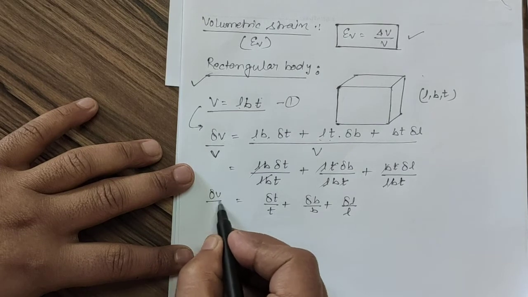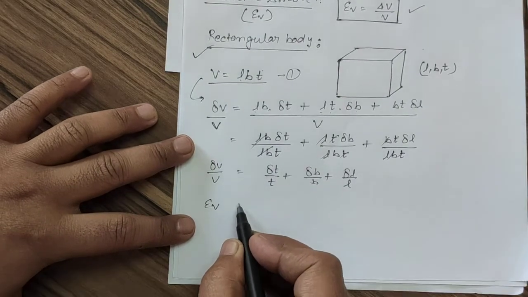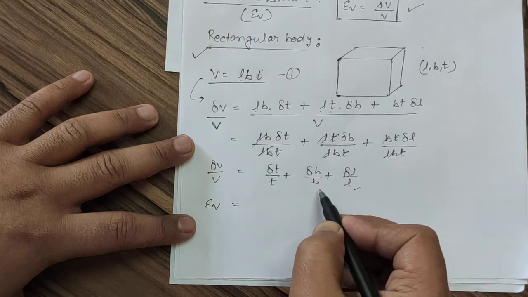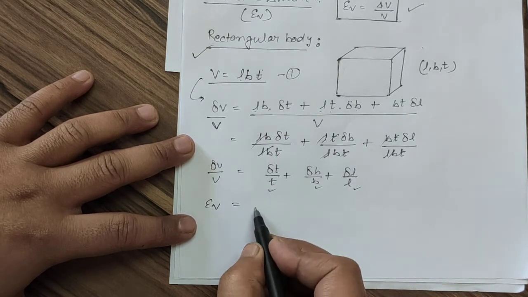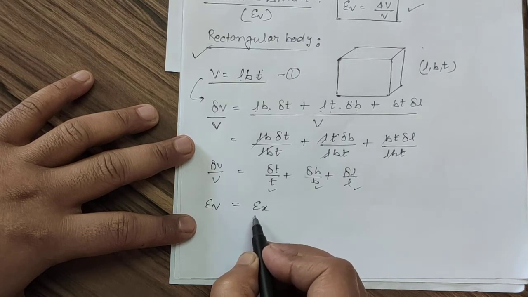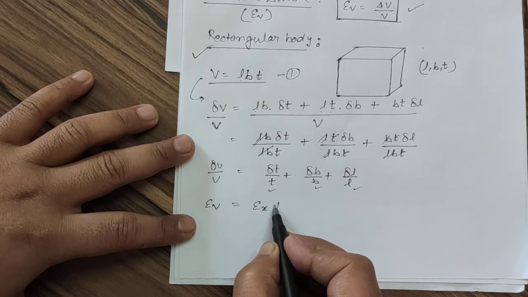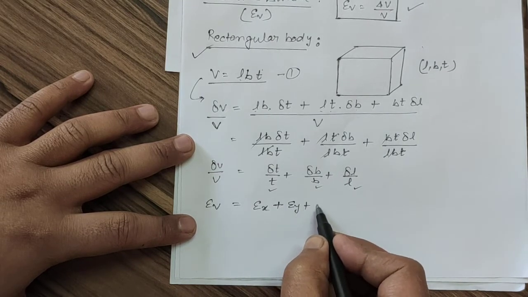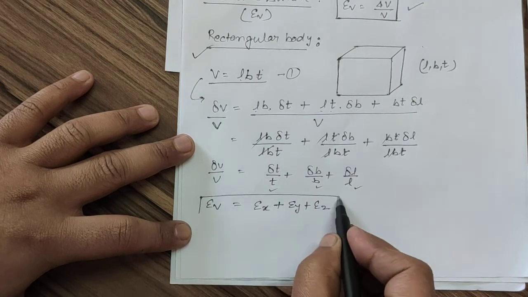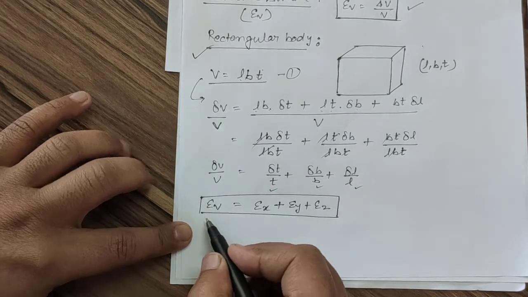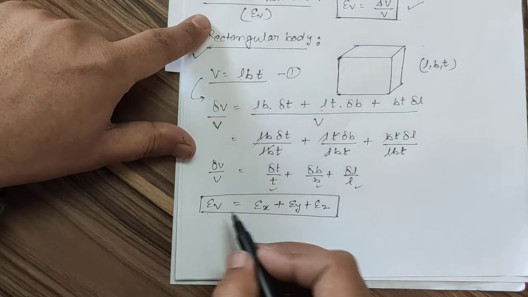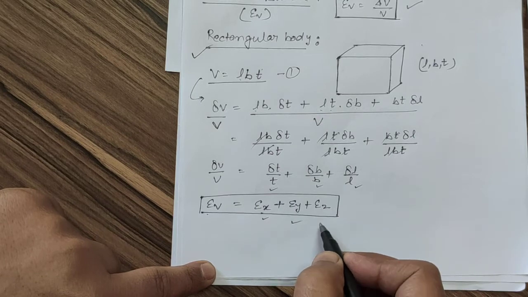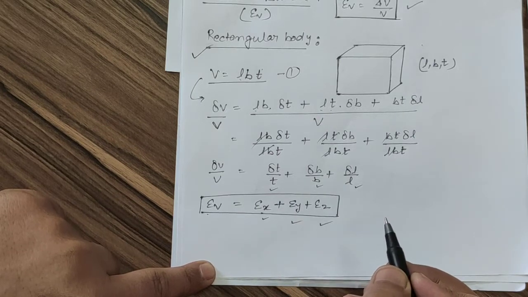So this is del V by V, meaning the volumetric strain in case of a rectangular member is the strain in, we can say, the x direction, the y direction and the z direction. This is the normal strain, the longitudinal strain. So the volumetric strain for a rectangular member is the summation of strain in the x direction, y direction and z direction. That is clear.